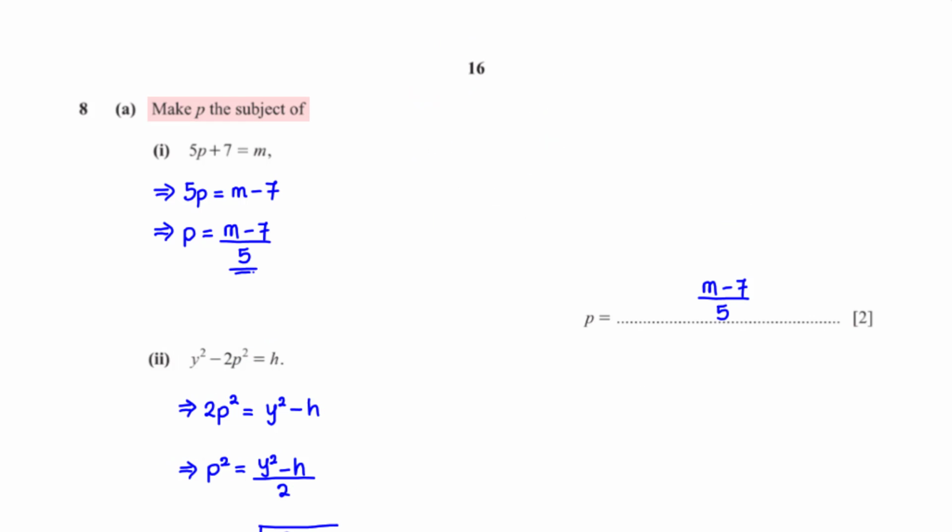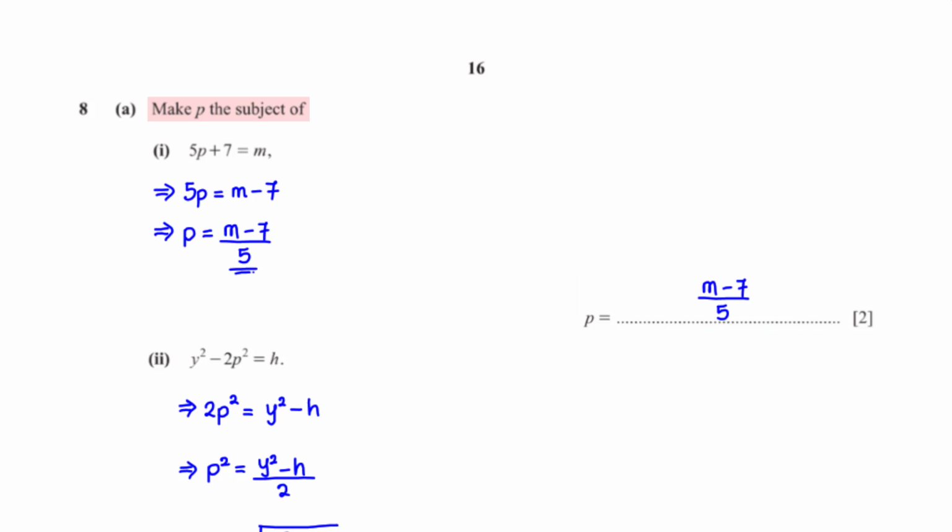Make p the subject of 5p plus 7 equals m. When we subtract 7 from both sides of the equation, this is what we have. When we divide both sides by 5, we get p equals m minus 7 over 5.